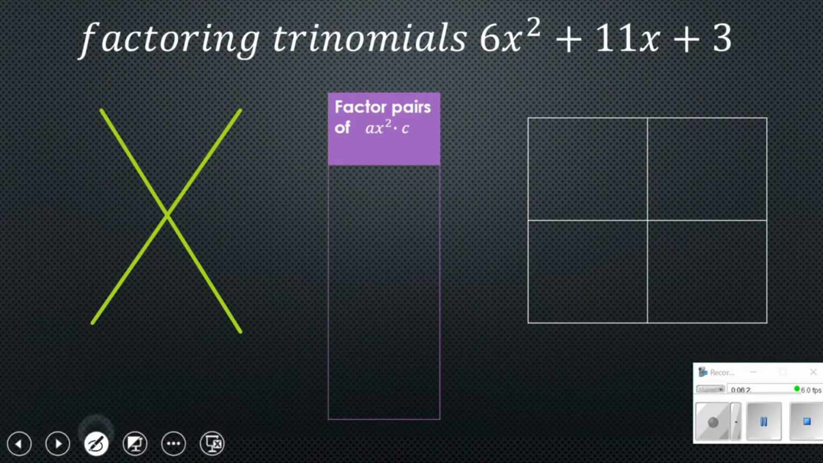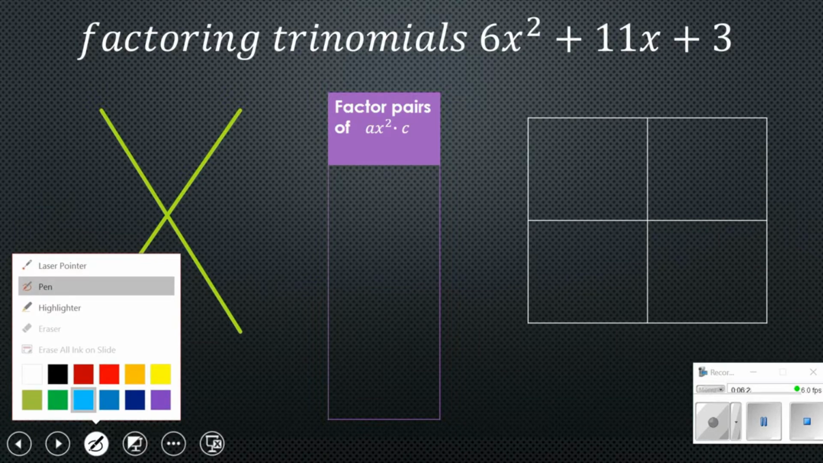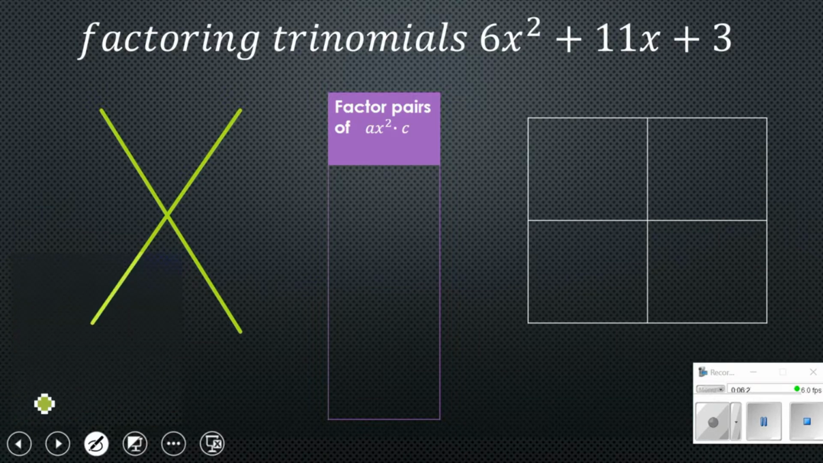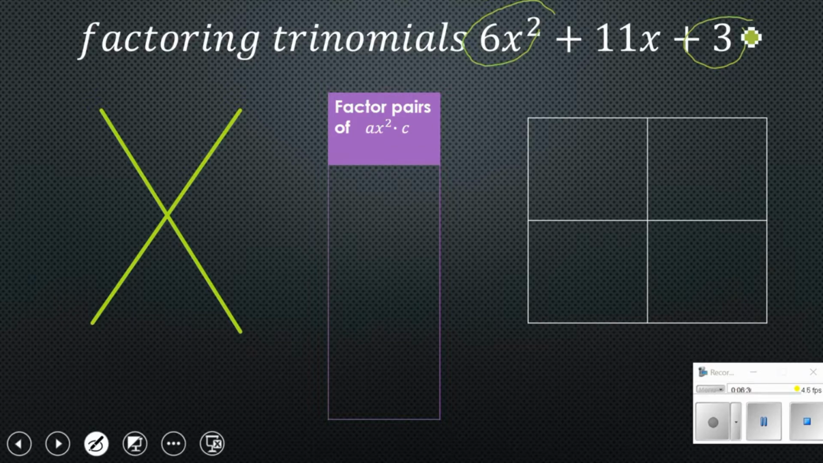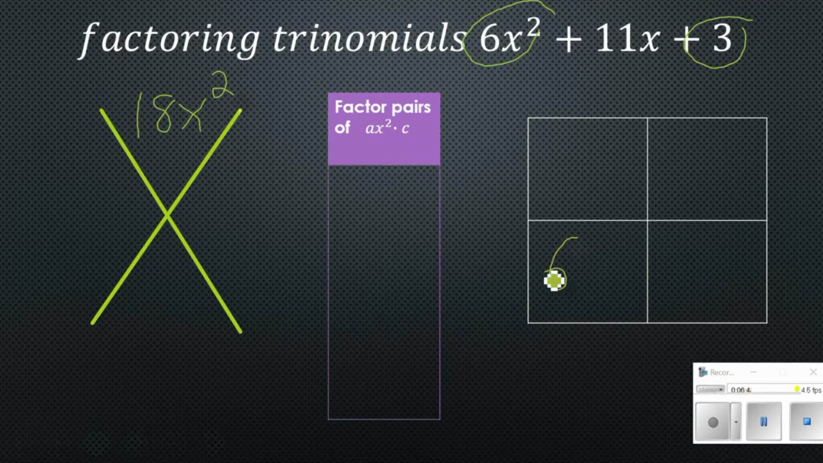Okay, now let's look at an actual example. The example we're going to look at is 6x squared plus 11x plus 3. Now remember, the top of the diamond was ax squared times c. So in this case, we get 18x squared. Okay, don't confuse that with the left bottom of the rectangle over here. You're not going to put an ax squared times c. That's a very common mistake. We're actually just going to put the ax squared. So just put that over there for now as a placeholder to remind us.